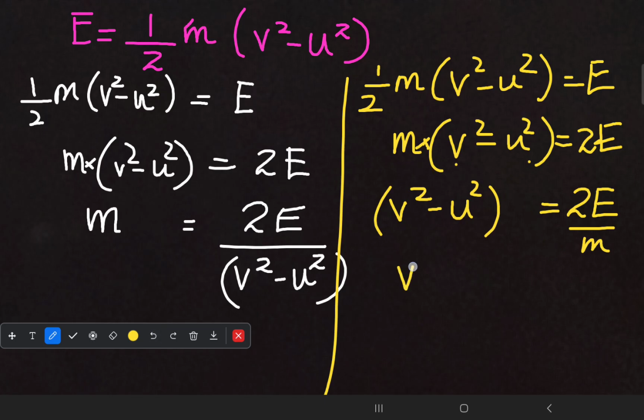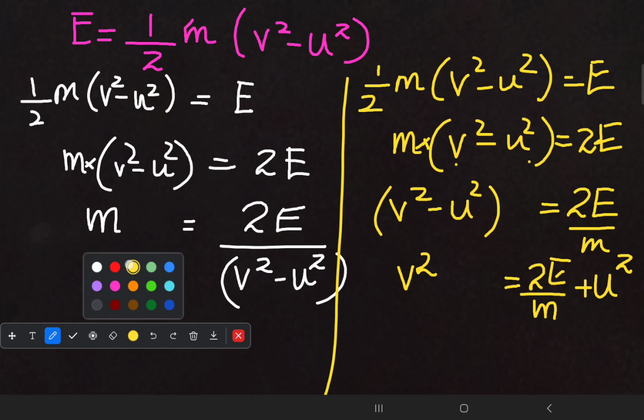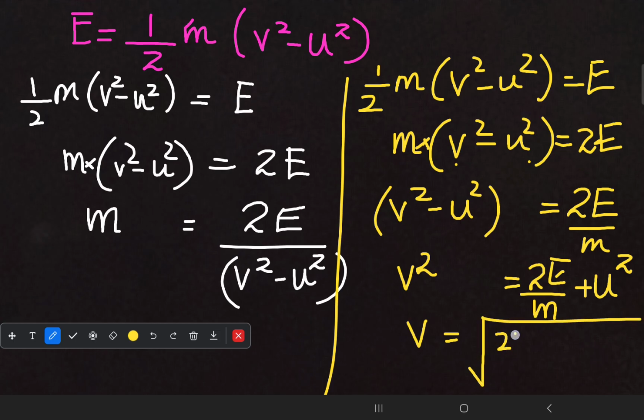Then v square. What is happening for u square? That's a subtraction. To oppose that, this 2e upon m remains the same, and this negative u square will become positive u square. Negative u square became positive u square. Finally, v is equal to the square root of 2e upon m, this is a distinct term, plus u square. There is no denominator for u square.